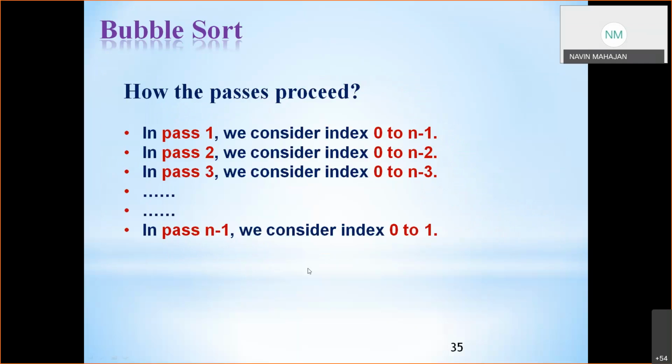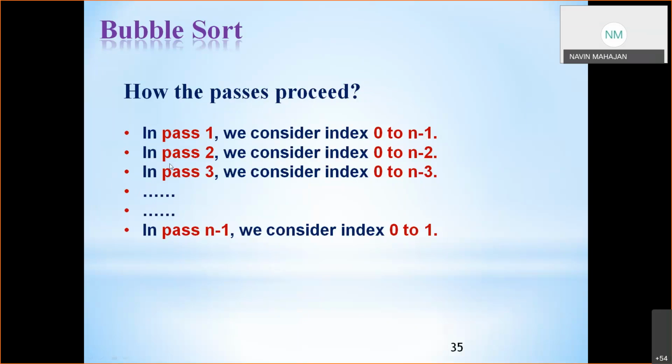So how do the passes proceed? In the first pass of the for loop, what will we do? In the first pass we consider index 0 to n minus 1. In the second pass, we will consider index 0 to n minus 2. Why n minus 1 here? Because n minus 1 is the last position. So in the first pass, the largest element bubbles out, and that is copied to the n minus 1 position.